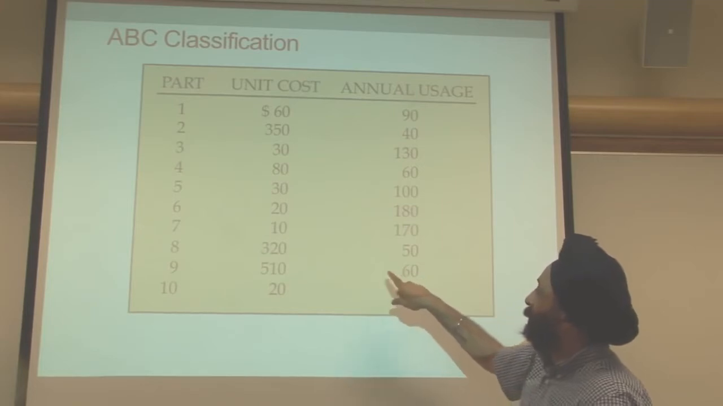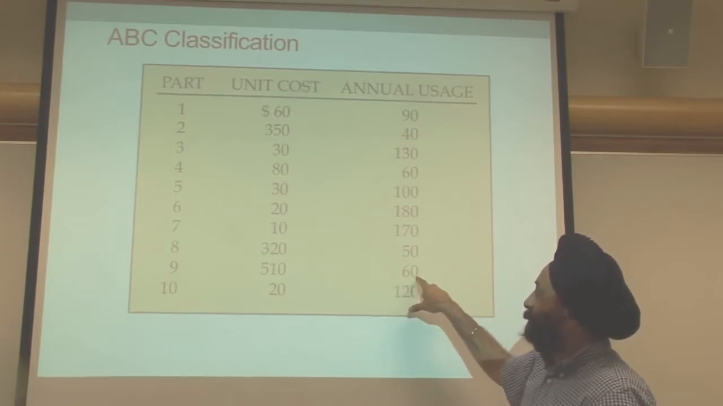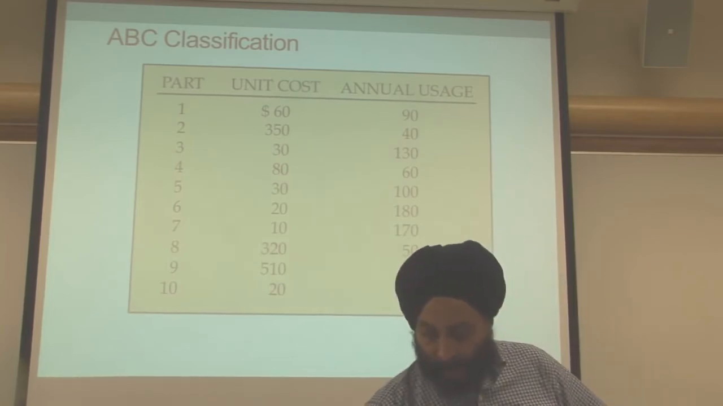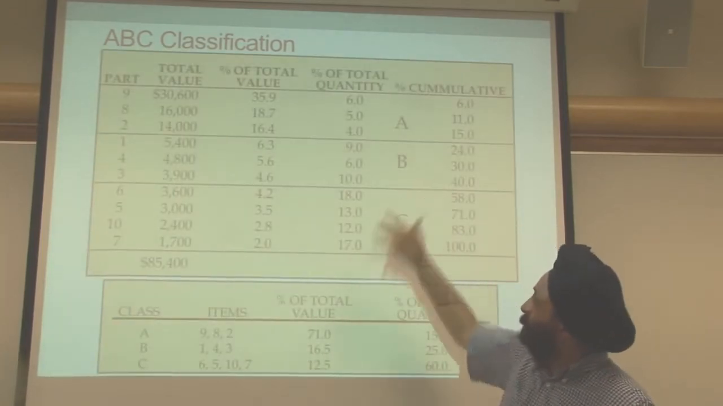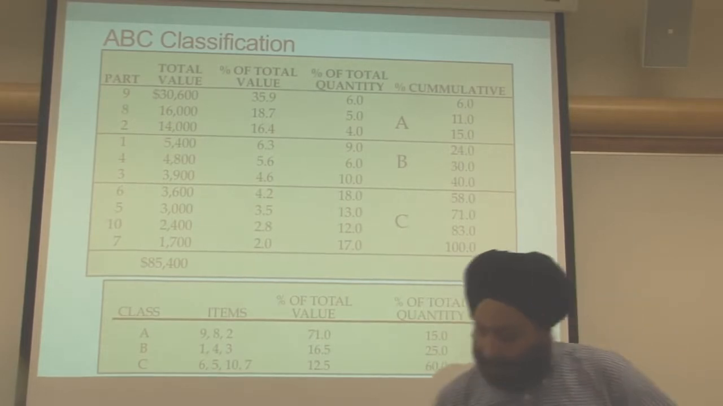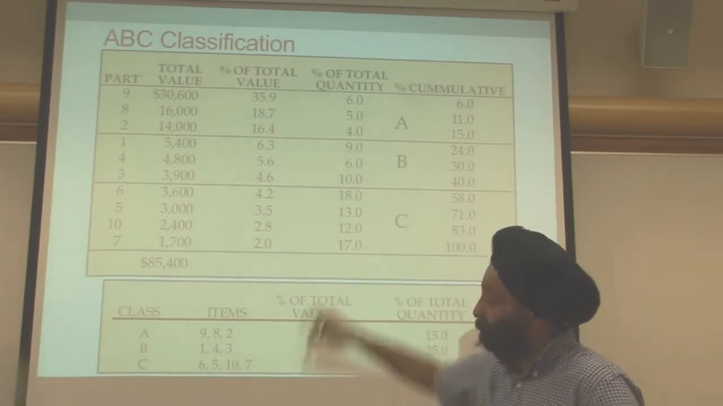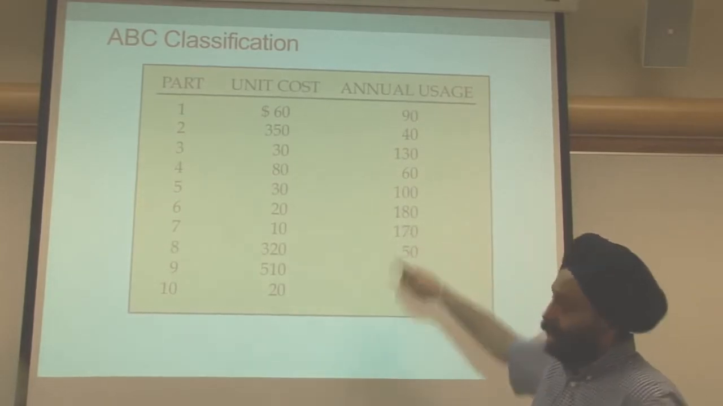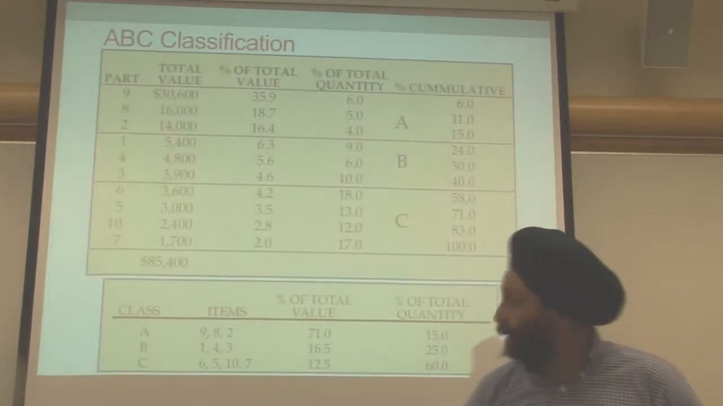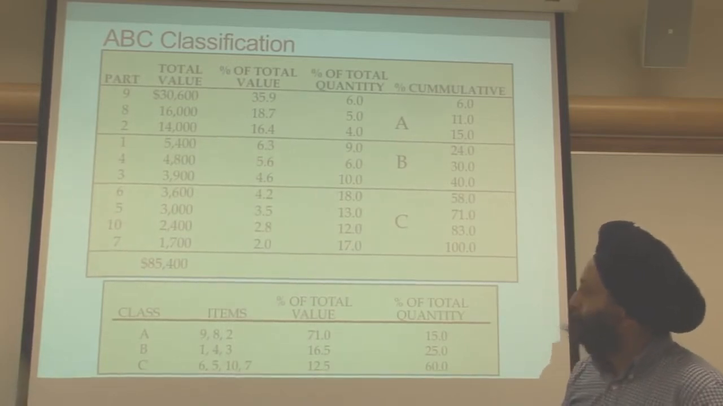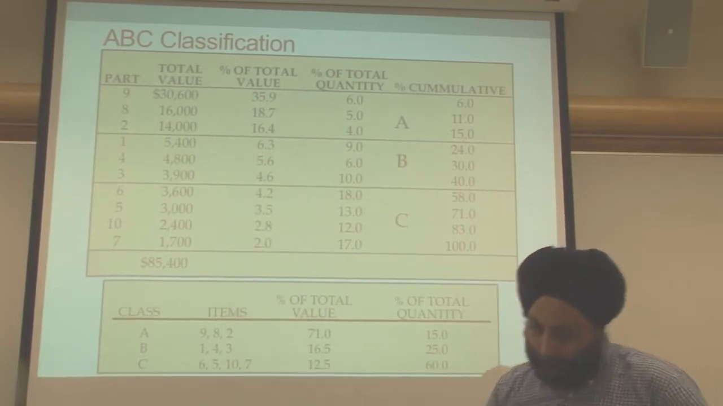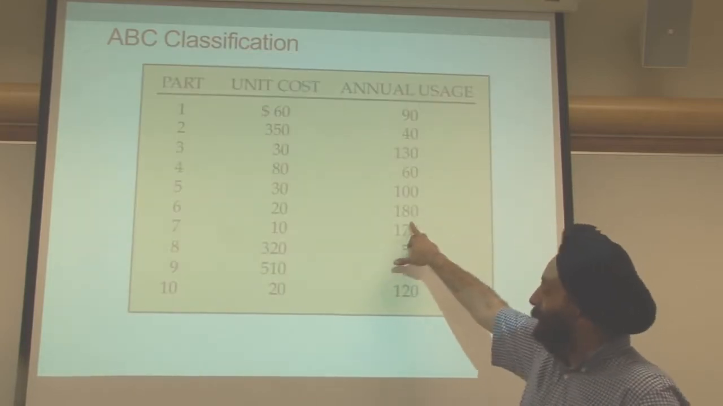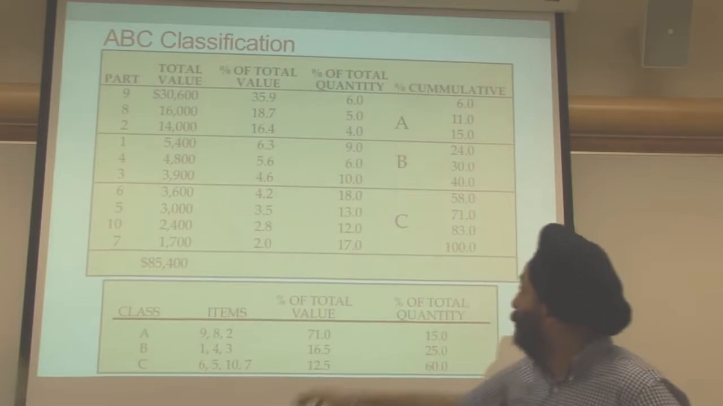So in this case, item 9, which is 60, divided by the sum total of that will give you whatever the annual usage is. And in this case, it's about 6%. Whereas item 7, which is 17%, that is because of 170 in here. And then 6 is 180. So again, you can see that is 18%.